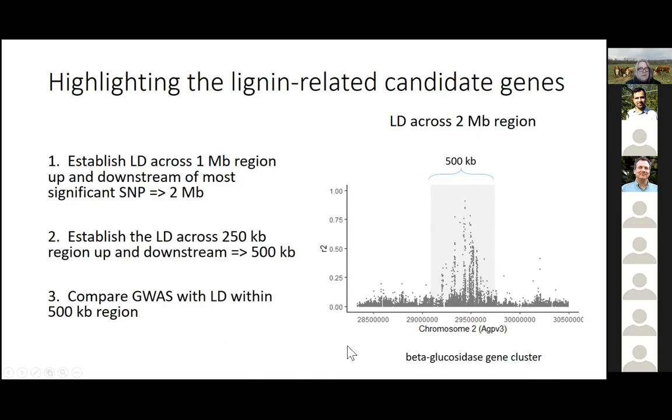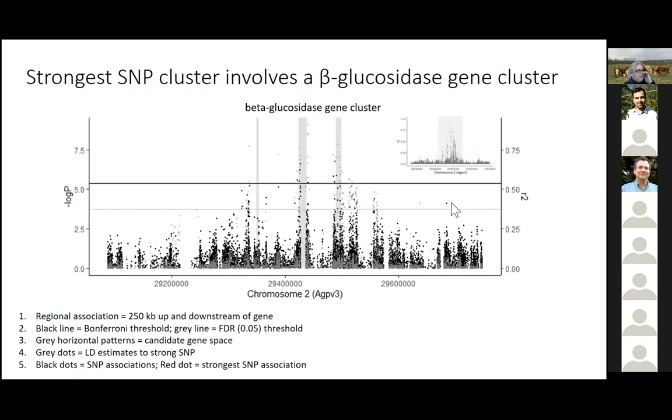So these next graphs, and this is an example for the beta glucosidase gene cluster. This is going to be in the insert at the top to give you an idea of the general area of LD while we focus in on the 500 kb. And here is the strongest SNP cluster that involves a beta glucosidase gene cluster. So here's that LD estimate in that 2 megabase region. And here's a Manhattan plot. The black dots are the GWAS hits. Okay, so that's your normal Manhattan plot. This red dot is the strongest SNP association identified in this region.